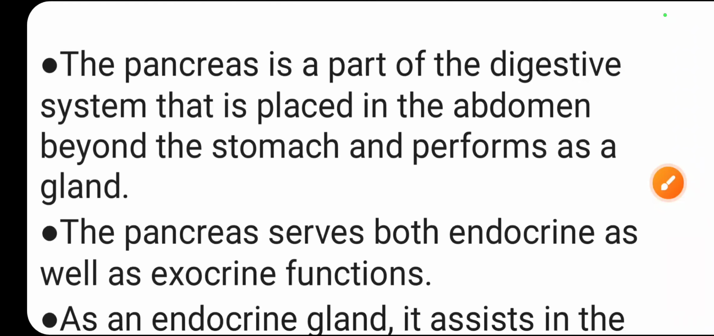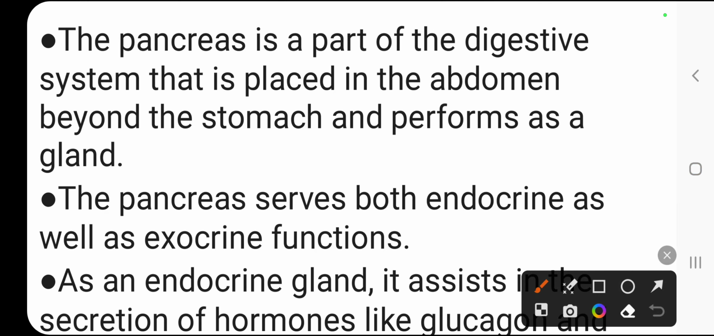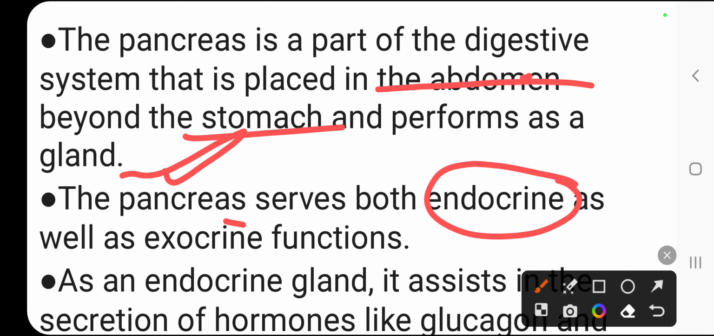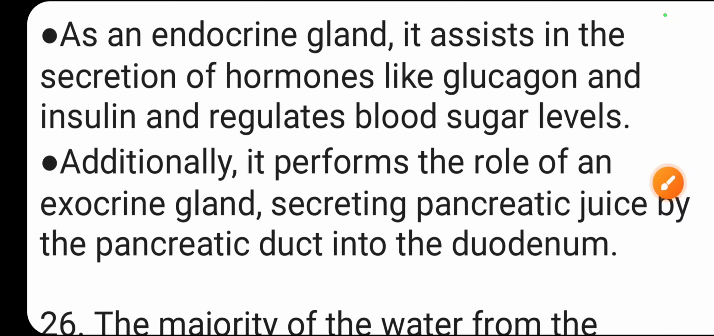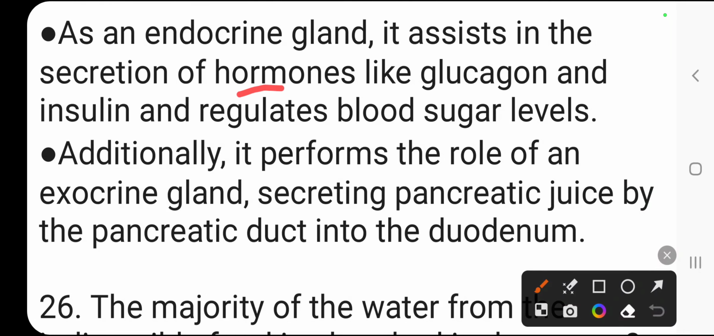Some notes we'll see here. The pancreas is a part of the digestive system which is placed in the abdomen beyond the stomach and performs as a gland. It serves as both an endocrine and exocrine gland. As an endocrine gland, it assists in the secretion of hormones like glucagon and insulin, and regulates the blood sugar level.